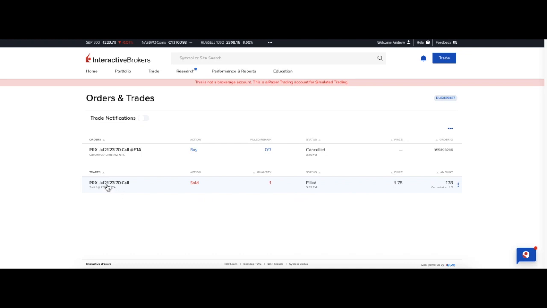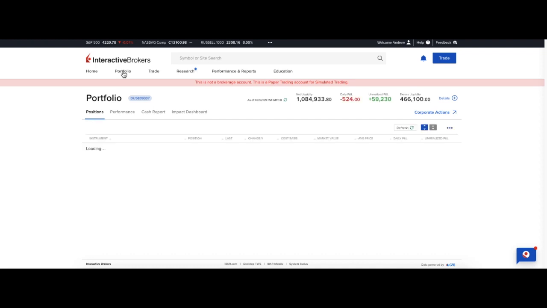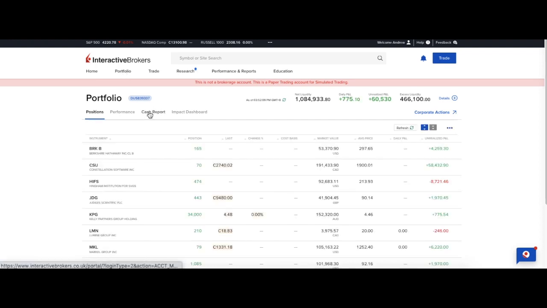So on July 21st, if the price is well above 70 euro a share, I will have to sell 100 Prosus shares. I don't have a choice. And that's how you sell a call option. Now I've already pocketed the €178. And if I went back to my portfolio, what I should have done at the start of this was monitor how much euro I had in my cash report.